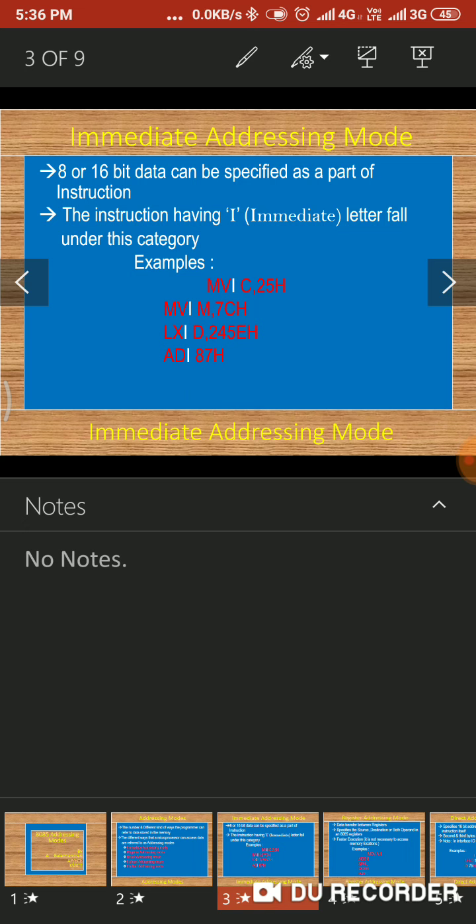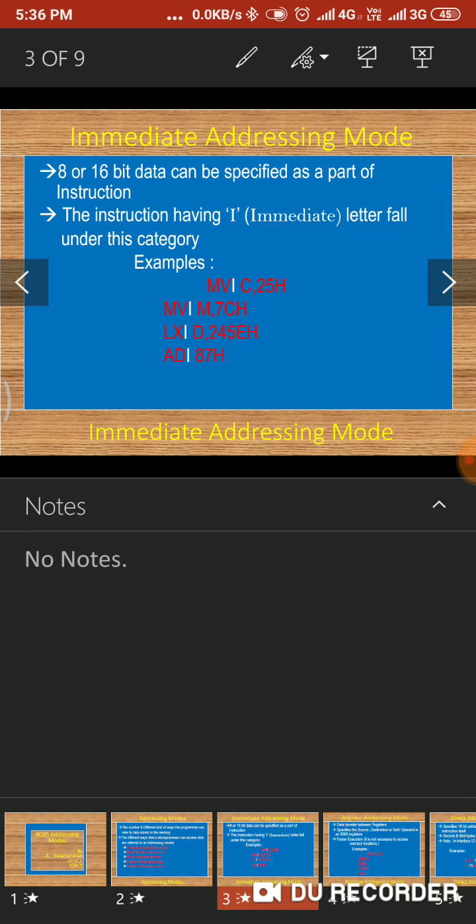By default, if D is indicated in the instruction, the other register will be E. That is, D's pair will be E. The 16-bit data 245E is separated into a lower byte and a higher byte. The lower byte data will be stored in the register E and the higher byte data in the register D. That is, 5E will be stored in the E register, 24 will be stored in the D register.